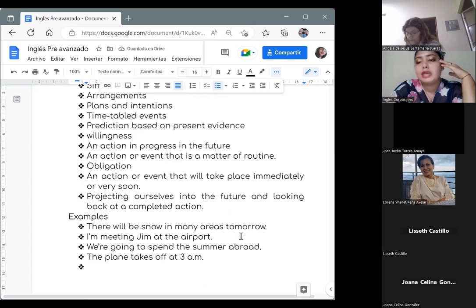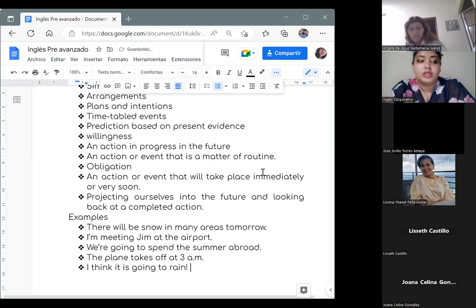Then prediction based on present evidence. I think it is going to rain. So you need to have some signals to use this expression, because when you are using will, you don't have evidence. And in this case, you are using going to, and you have evidence to support your idea. Maybe you see dark clouds, you hear some sounds in the sky, and you know that it's going to rain, because you have evidence in that moment that the action is going to happen.